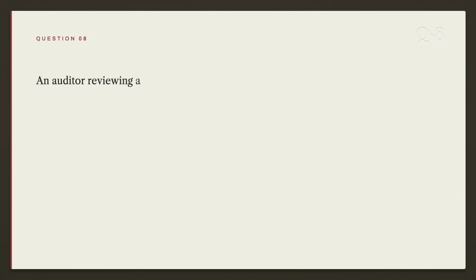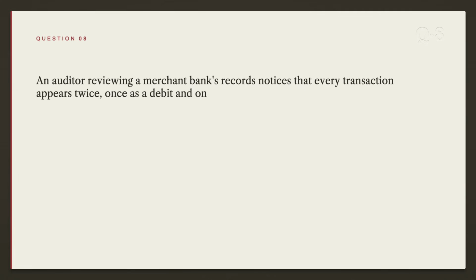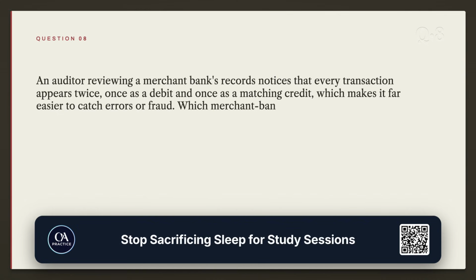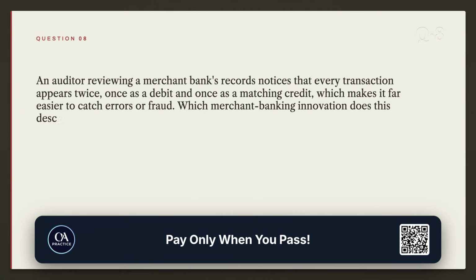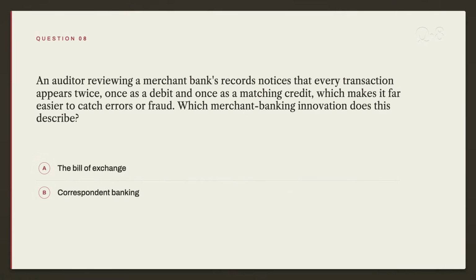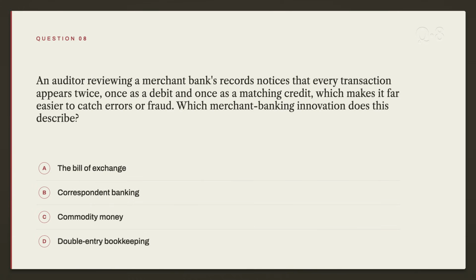Question 8. An auditor reviewing a merchant bank's records notices that every transaction appears twice, once as a debit and once as a matching credit, which makes it far easier to catch errors or fraud. Which merchant banking innovation does this describe? Your options are A. The bill of exchange, B. correspondent banking, C. commodity money, D. double entry bookkeeping. Got a guess? Lock it in?